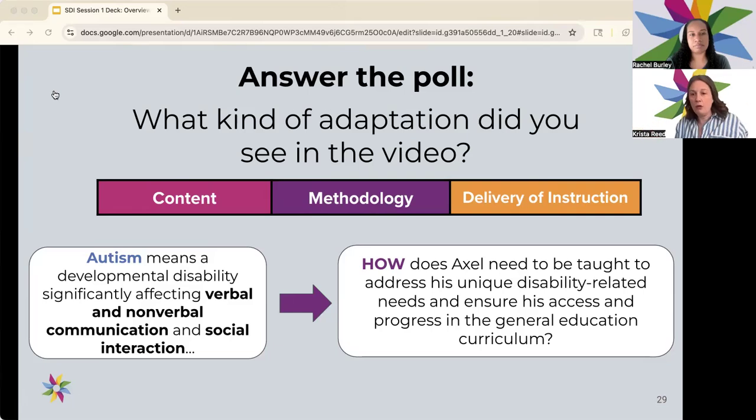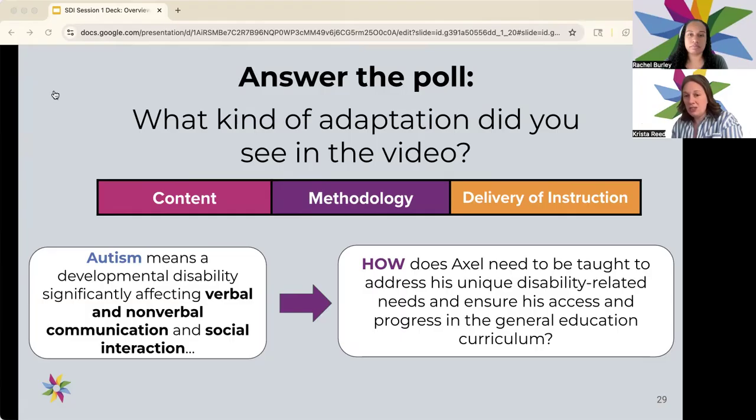Well, first they had to focus on his disability-related needs. They said Axel is a student with autism, which means his disability significantly affects his verbal and nonverbal communication skills and his social interactions. That is the definition of autism in IDEA, and that's why he qualifies as a student with this disability. So these are the functional areas that are impacted.